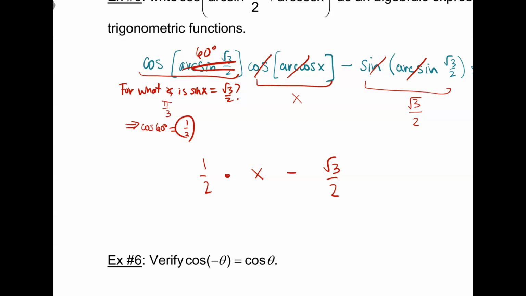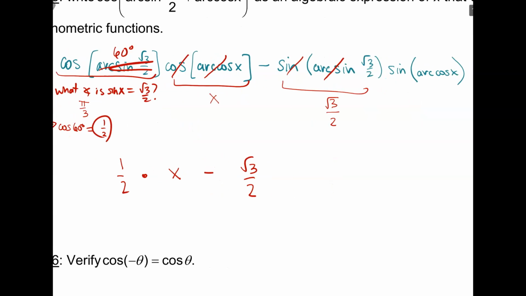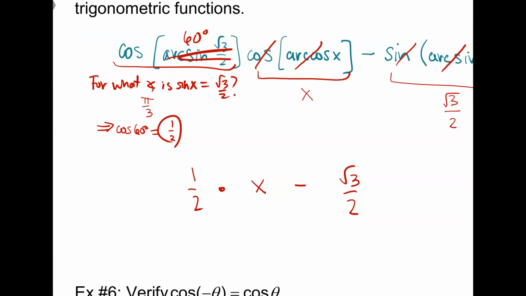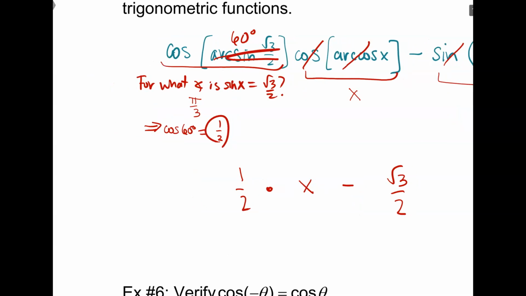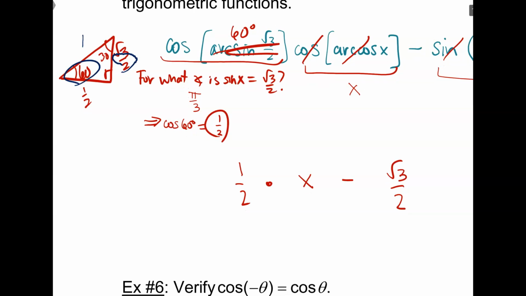I'm taking sine of arc cosine of x. Whew. For what angle is sine equal to root 3 over 2? Root 3 over 2 tells me 30, 60, 90 triangle. 60 is across from root 3 over 2, 30 across from 1/2. So I'm looking for which angle is opposite over hypotenuse, root 3 over 2. For sine, where is sine equal to root 3 over 2? 60 degrees. Perfect.